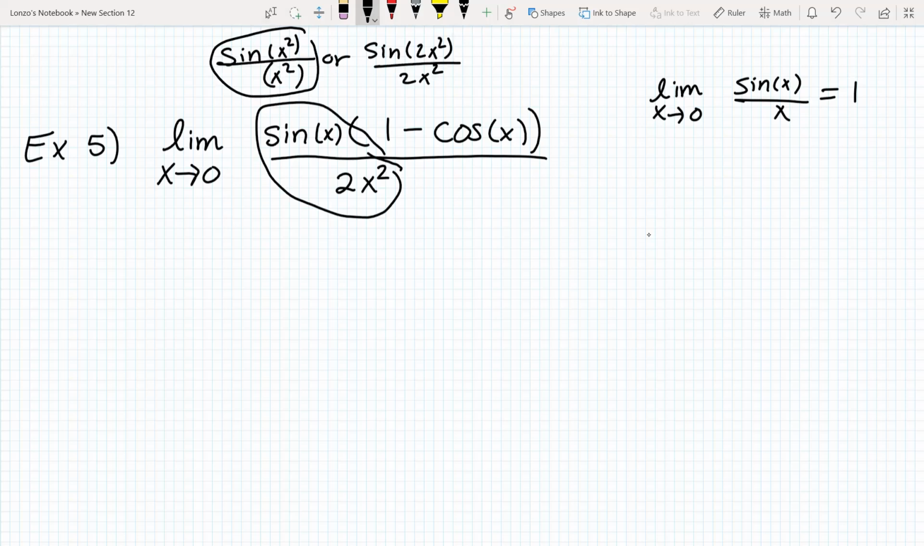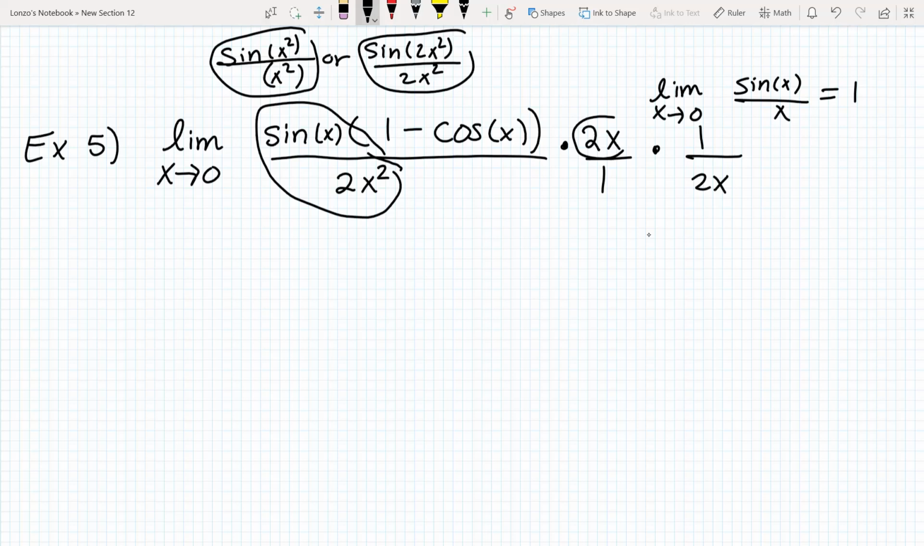Okay, so there's a 2 here. You know what? It doesn't really matter. What if we just make it look like this? On the bottom, we already have 2x squared. So on the top, in order to get a 2x squared here, we need a 2 and an extra x, right? But in order to balance it, so we don't change the problem, you would have to multiply this by 1 over 2x, because 2x times 1 over 2x is just 1, which is okay because it doesn't change the problem.